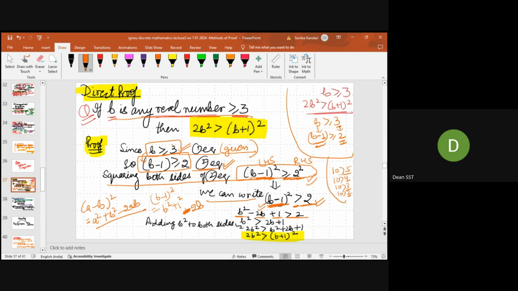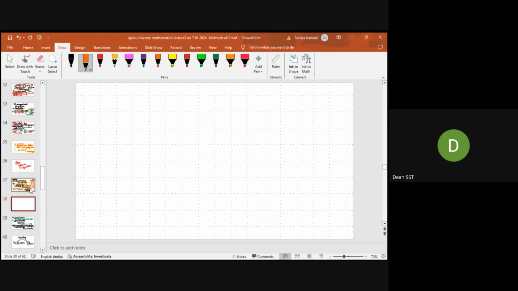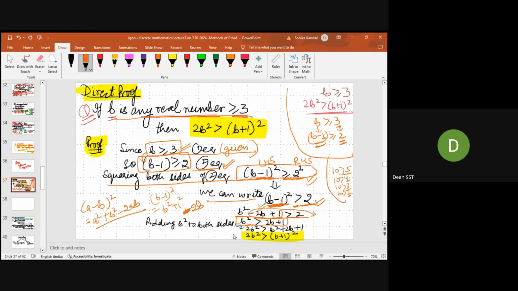Yes. And we have removed the terms except B square; we have moved the terms to the right hand side. Now we are having B square is greater than 2B plus 1. Fine. Is it clear? Yes or no? Yes. Now we have added B square to both the sides. One minute. I will use another slide also. Fine. So this is the case. We have done this.